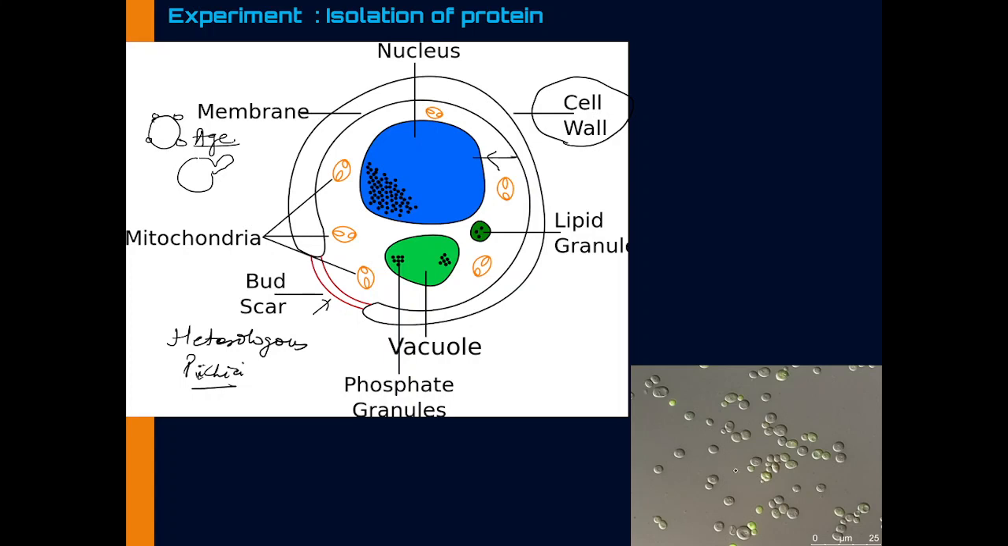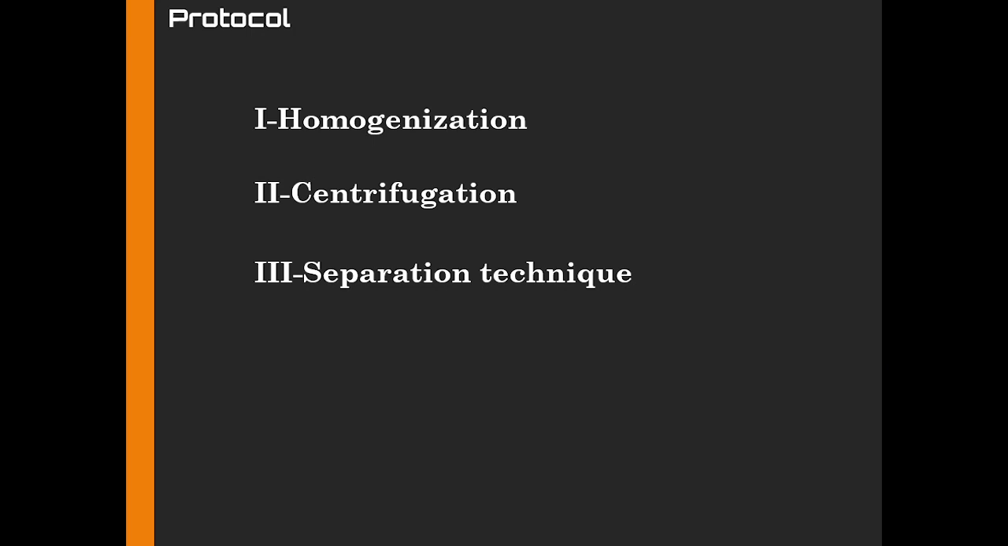The size of the yeast, if you look under a microscope, appears to be around 5 micrometers. So that's the size, and they are oval in shape.